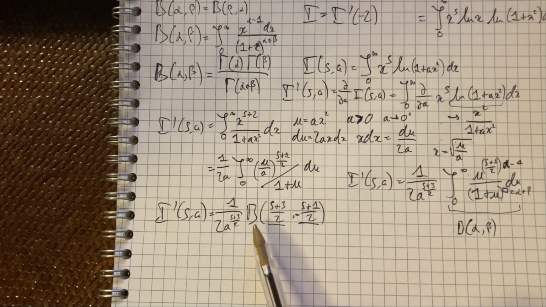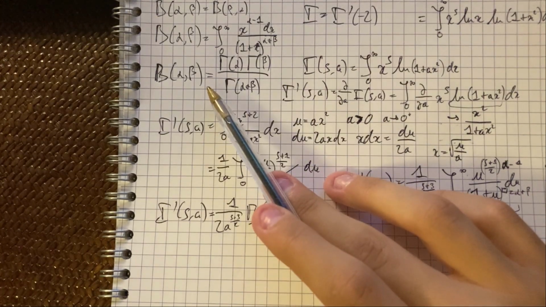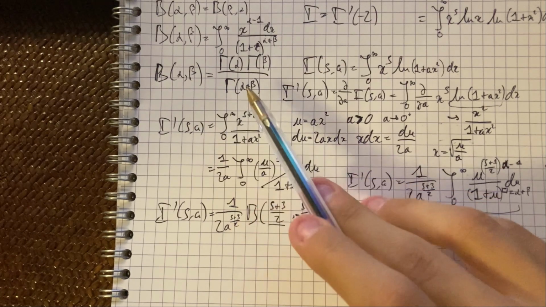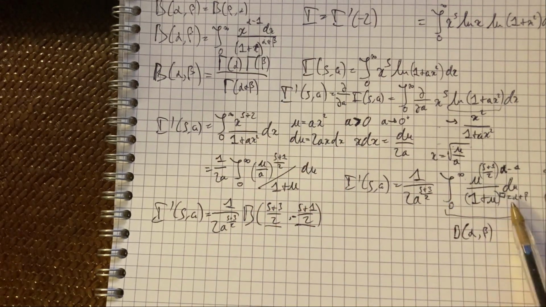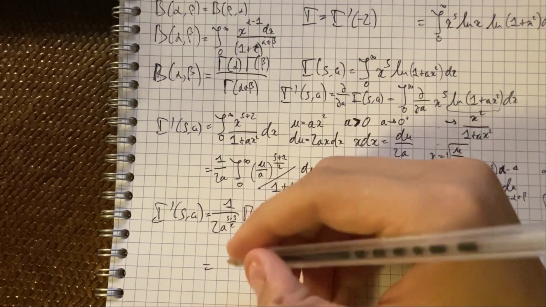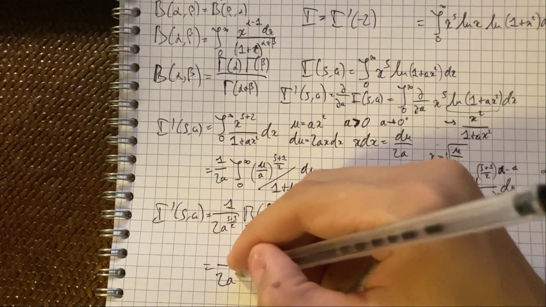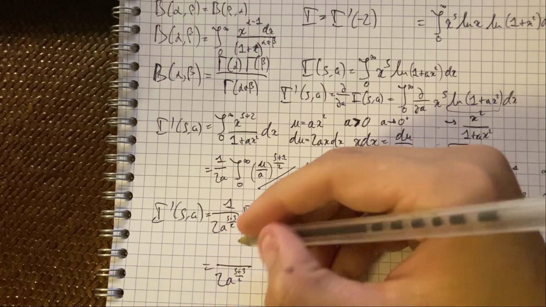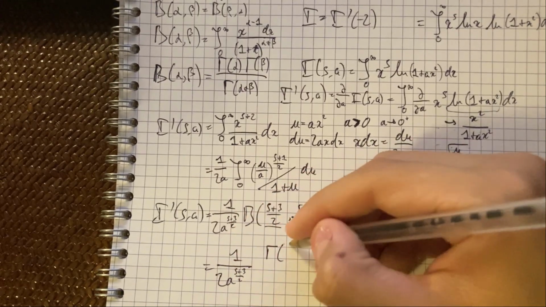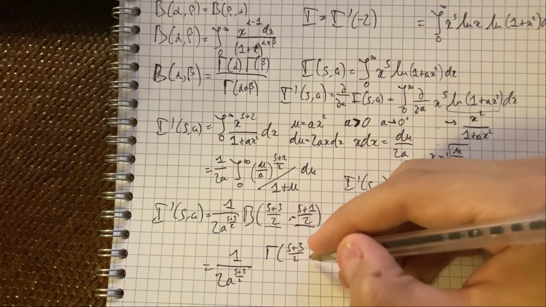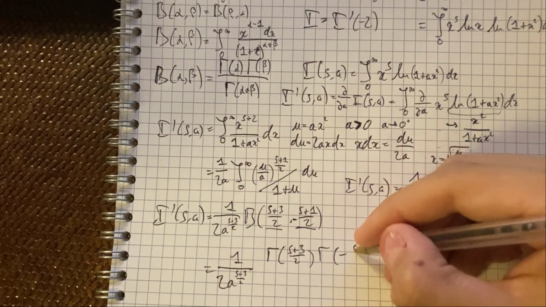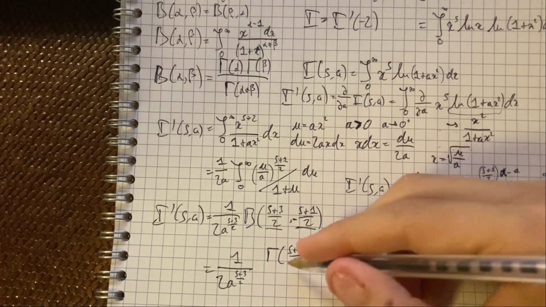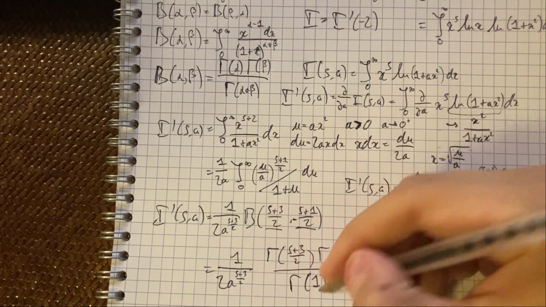So we have this beta stuff here that is defining our I prime of SA. And we now have to use this relation, knowing that here alpha plus beta equals 1. So this equals 1 by 2a to the power of s plus 3 by 2 times gamma s plus 3 by 2 times gamma negative s plus 1 by 2, divided by gamma 1.